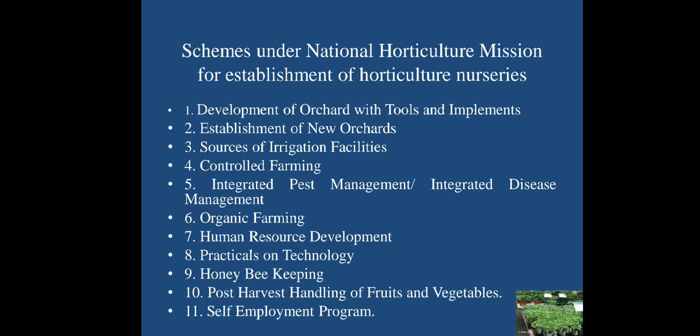Schemes under the National Horticulture Mission for the establishment of horticulture nurseries. Development of orchards with tools and implements. You can also get support for establishment of new orchards, sources of irrigation facilities. There are schemes for controlled farming, integrated pest management, and integrated disease management. Organic farming, which is very important.